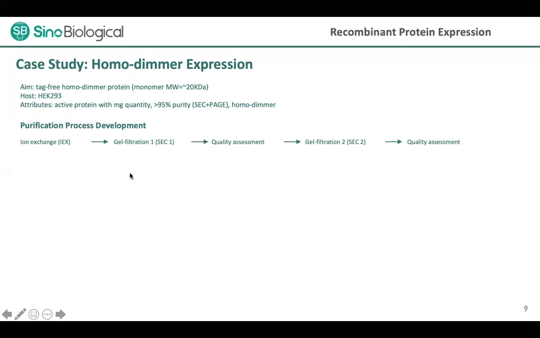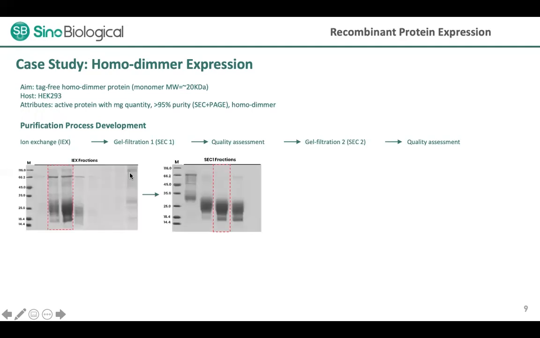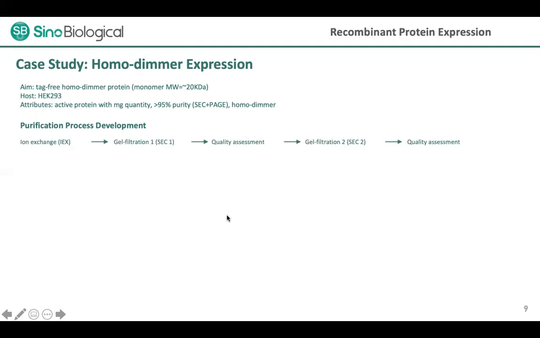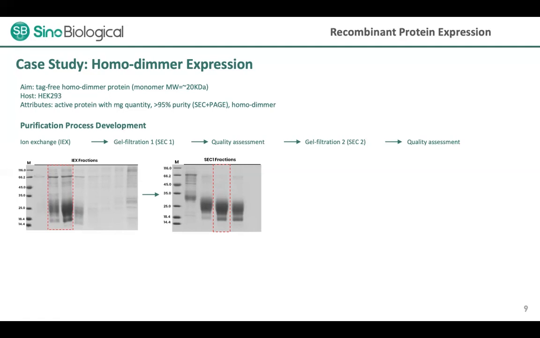Because it's tag-free, the first step we used was ion exchange. The molecular weight of the monomer is about 20 kilodaltons, and we observed bands in this region. So we collected these two fractions and moved them to a gel filtration, aka SEC purification, which removed most of the large molecular weight contaminants, and we ended up with a fraction that we consider to be mainly our protein of interest.